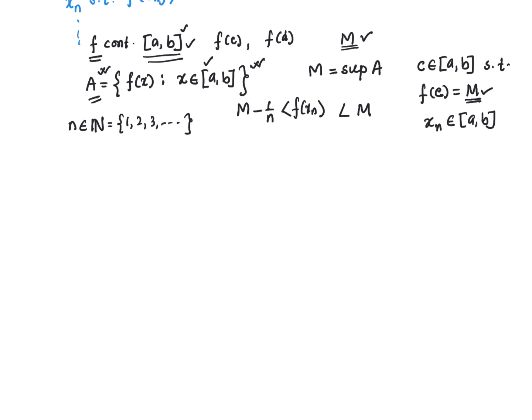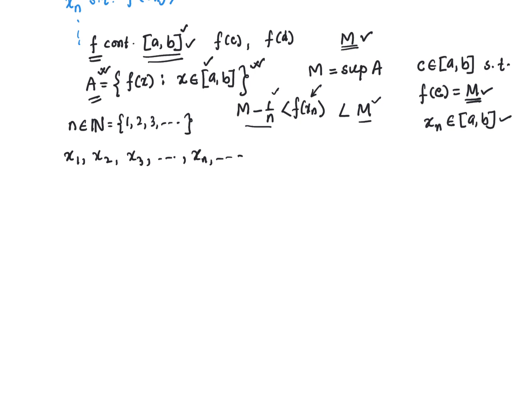So that means if M is the supremum, then M minus 1 over n is not a supremum. So we can find a value in between M minus 1 over n and M, such that that value will be f of x sub n, and x sub n will be coming from there. So that's what it is saying. So that means we can create a sequence again. So we could find a sequence of numbers x1, x2, x3, dot dot dot, xn, dot dot dot.